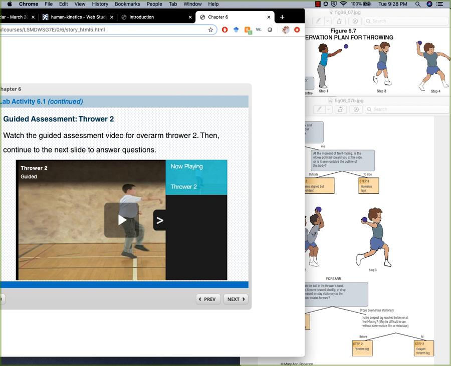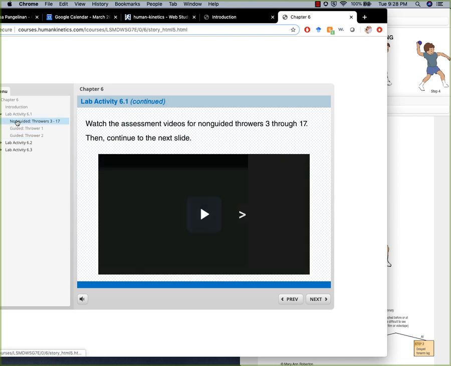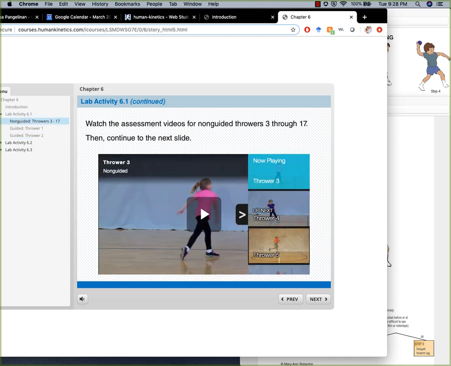When you feel pretty good about doing the guided assessment, then you're going to move to the non-guided throwers, numbers 3 through 17, found here. And again, for this assignment, you're going to look at throwers 4, 8, and 17 for the quiz. Remember that before you start the quiz, watch the videos for those 3 throwers. Make notes in terms of what step they're in terms of the observation plan for each component action, and then once you have taken these notes, you can go ahead and begin the quiz.